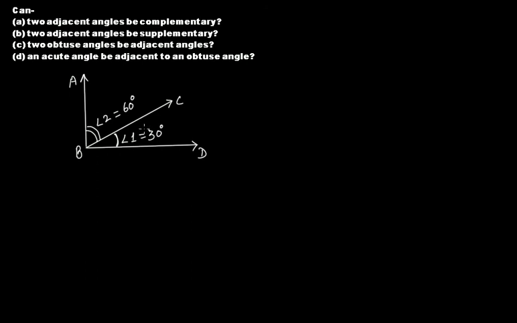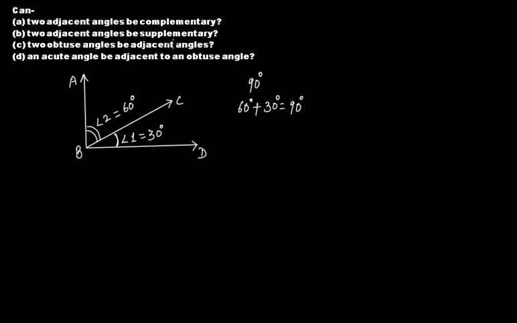And are they complementary? Yes, they are complementary, because we know that the condition for complementary angles is that the sum of the angles should be equal to 90 degree. In this case, you have 60 degree plus 30 degree, and this is equal to 90 degree. So this is one example that shows that yes, two adjacent angles can be complementary.